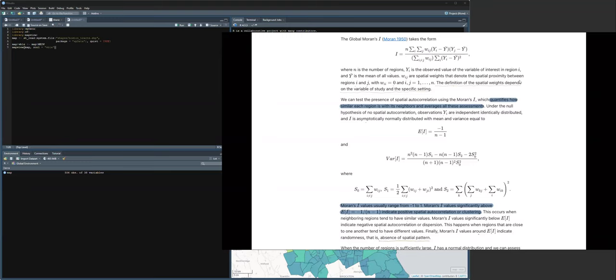So this is a very simple equation. What the denominator says is, this Wij is what is called the geographically weighted matrix, multiplied by Yi minus Y hat. Y hat is the mean value for all of the areas, and Yi is the value of that specific area i. And this is thinking about the residual, or just a deviation from the mean.